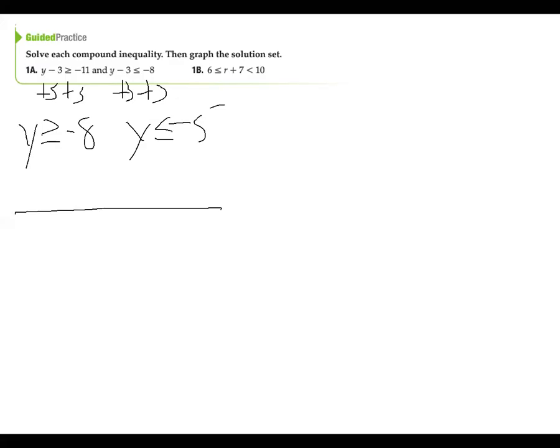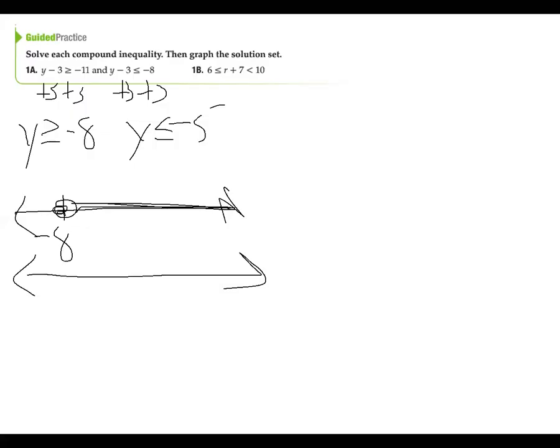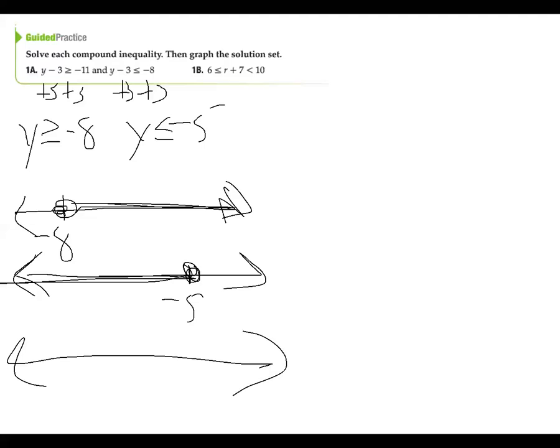So if I have negative 8, closed circle, everything above it. And then if I have negative 5, closed circle, everything below it. Then closed circle on negative 8 and negative 5, and the overlap part is in between them. Okay, so we're good there.